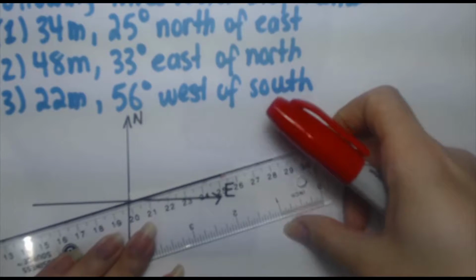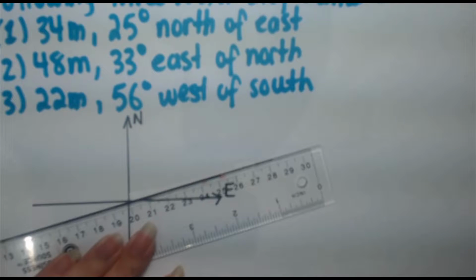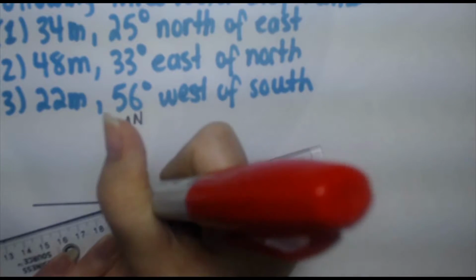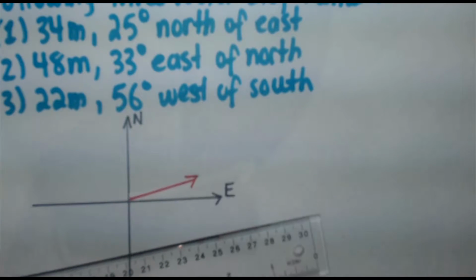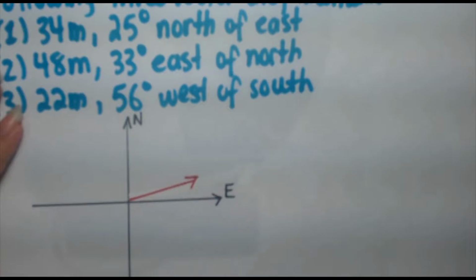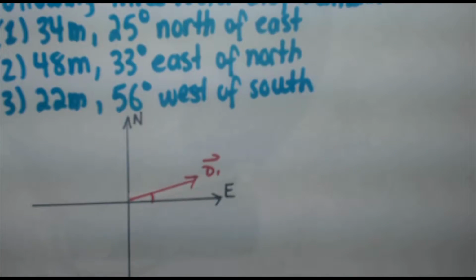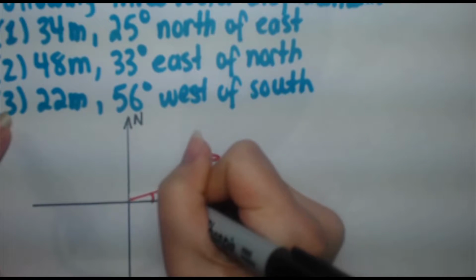And keeping in mind the length of my vectors, I've got a 34, a 48, and a 22. 34 is in the middle, so I'm going to draw a mid-sized vector here. Okay, so that should do it. So that's going to be my D1. And that angle right there is 25 degrees, so go ahead and label that in your picture.